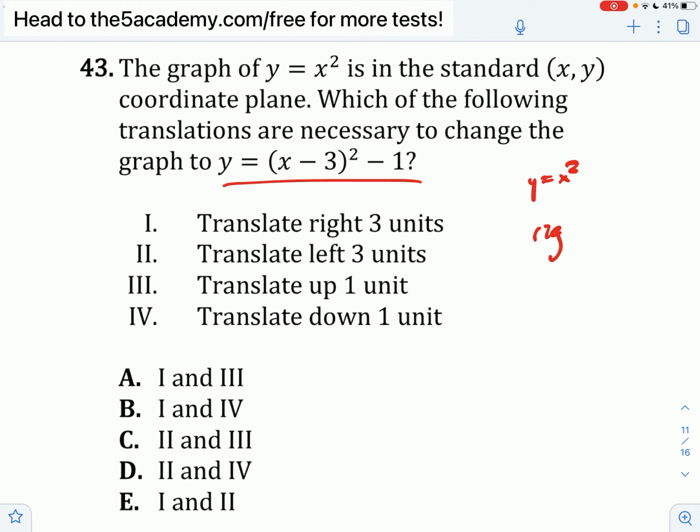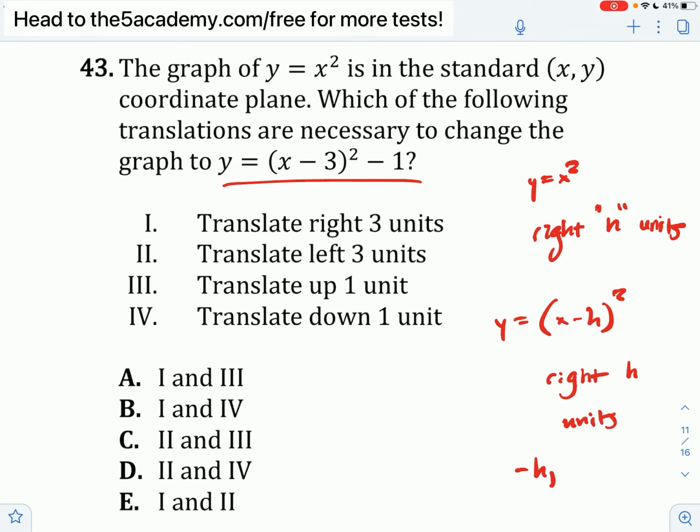So right 3, or let me give you a general form. Right h units is where you change the actual x terms to reflect the change. So this equation would turn into y equals (x minus h) squared in order to move right h units. Okay? And if h is a negative number, then you move left. Okay? So it turns into essentially y equals (x plus h) squared. This is to move, again, right, or essentially left h units.